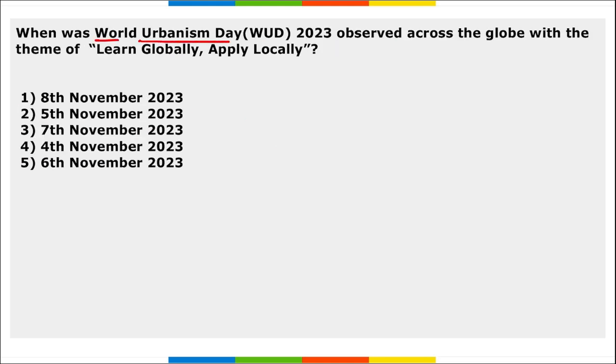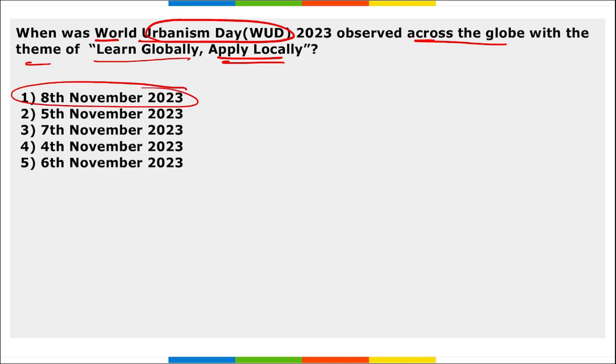Next, when was World Urbanism Day observed across the globe with the theme Learn Globally, Apply Locally? So this World Urbanism Day was observed on 8th of November with the theme Learn Globally and Apply Locally.